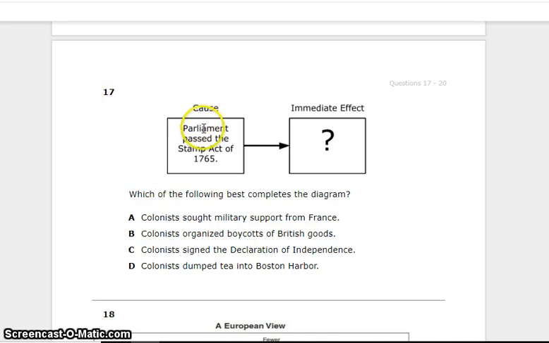17. Cause: Parliament passed the Stamp Act of 1765. Immediate effect: which of the following best completes the diagram? A. Colonists sought military support from France. B. Colonists organized boycotts of British goods. C. Colonists signed the Declaration of Independence. D. Colonists dumped tea into the Boston Harbor.